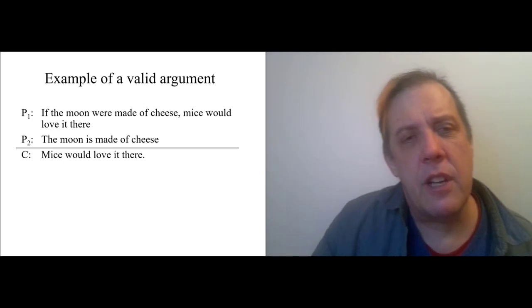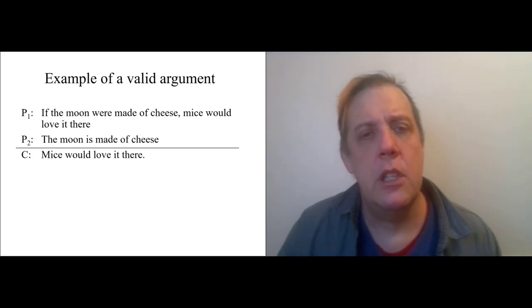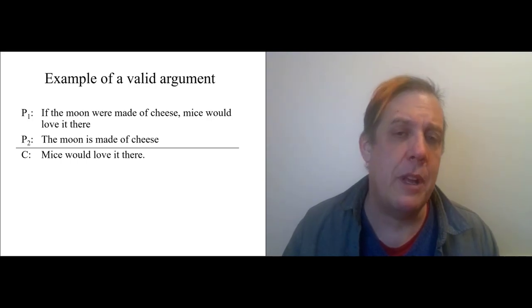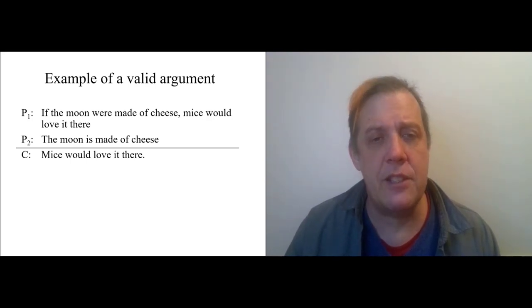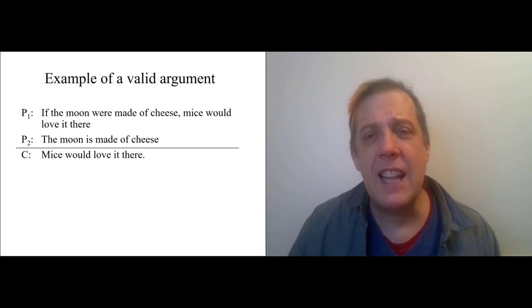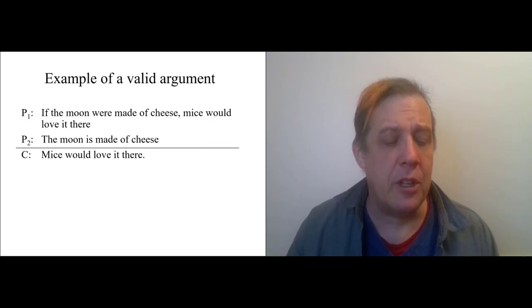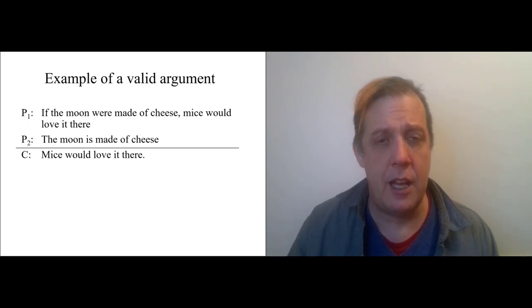So here's another example of a valid argument. If the moon were made of green cheese, mice would love it there. The moon is made of cheese, therefore mice love it there. Now we've got a false premise, but it's got the same structure as the first argument, actually. And it's a valid structure. If A, then B; A, therefore B.